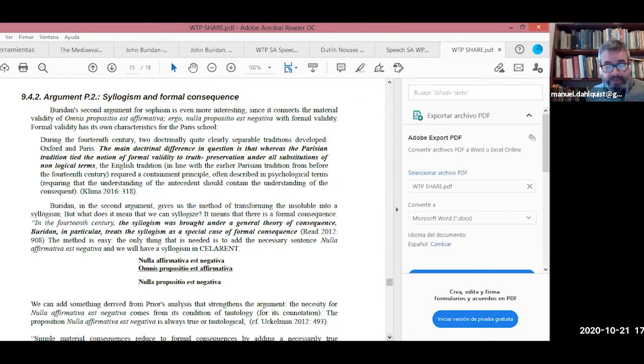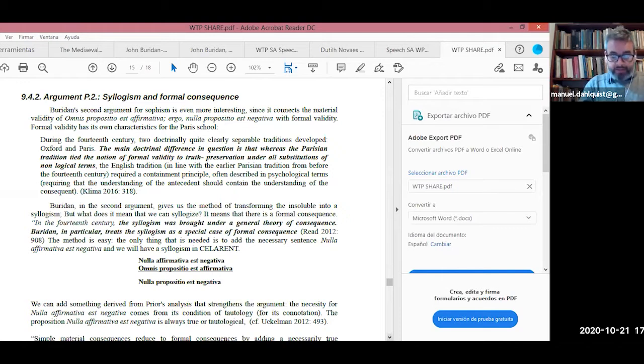But what does it mean that we can syllogize? It means that there is a formal consequence, as stated in the text cited by Read. The method is easy. The only thing that is needed is to add the necessary sentence, nulla affirmativa est negativa, and we will have a syllogism in Barbara.